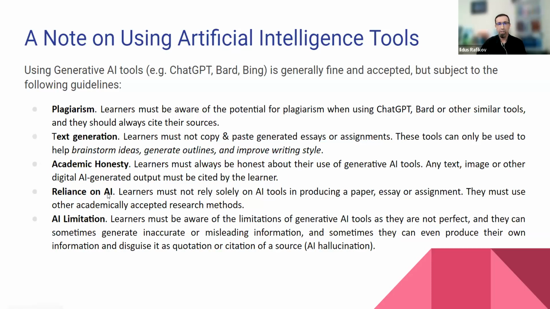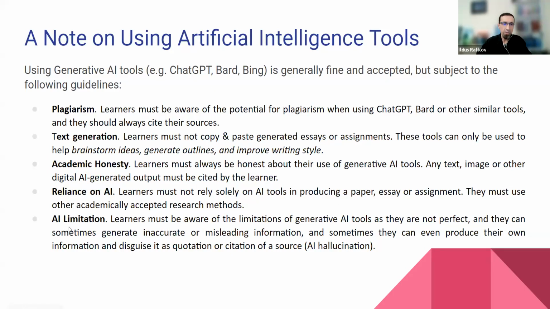Also, reliance on AI. You don't have to rely solely on AI tools. It can help you, but you should use your own or other academically accepted research methods, so that it is robust, tried by ages, the acceptable research methods that academia has tried and used.